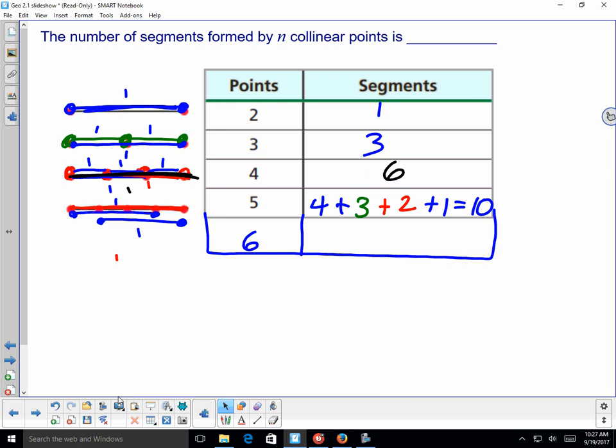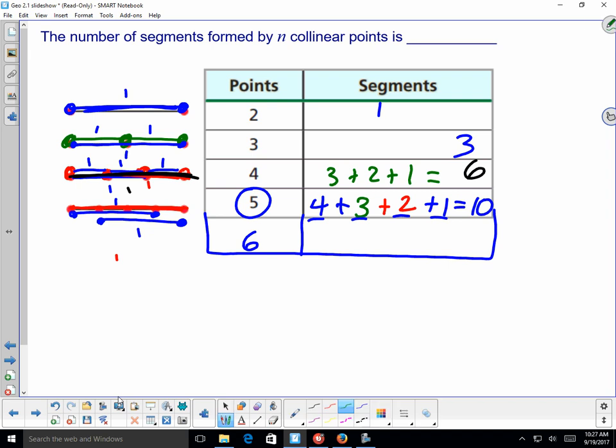Well, let's back up. How could we have gotten, we see how we got 10. There were 5 points, and so we did 4 plus 3 plus 2 plus 1. So what if there were 4 points, right? If there were 4 points, then we ended up getting 6, but maybe we could have found that by doing 3 plus 2 plus 1. That would give us 6. And how could we have gotten 3 segments if there were 3 points? Are you seeing a pattern here?